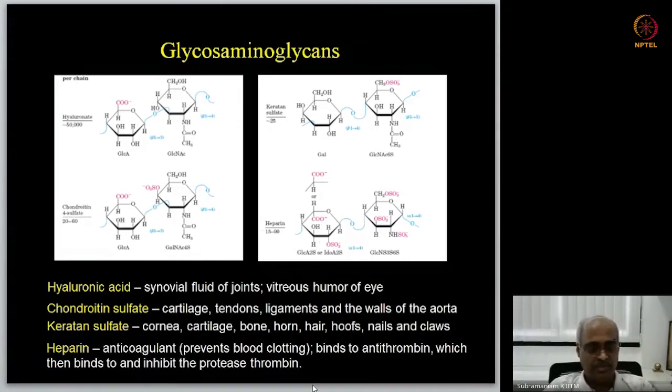So heparin is present in our blood, and that prevents blood clotting. When you collect a blood sample from patients for any analysis, usually the tube in which you collect it contains a little bit of heparin, so that the blood doesn't get coagulated, doesn't become a clot, doesn't become solid.